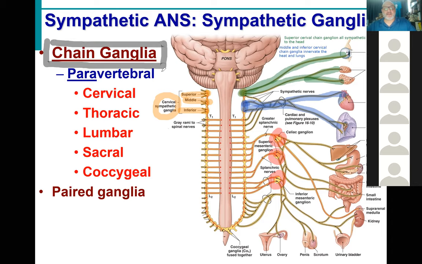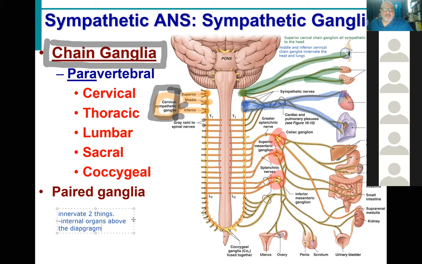So our chain ganglion, so far we've talked about three of them, the superior, the middle, and the inferior cervical chain ganglia. We know what they innervate. The superior cervical chain innervates basically everything of the head. The middle and inferior, basically the organs of the thoracic cavity. So notice basically these chain ganglia innervate two things. First is the internal organs above the diaphragm. And we haven't identified it yet, but I will tell you right now, the second thing that these chain ganglia innervate is the skin.